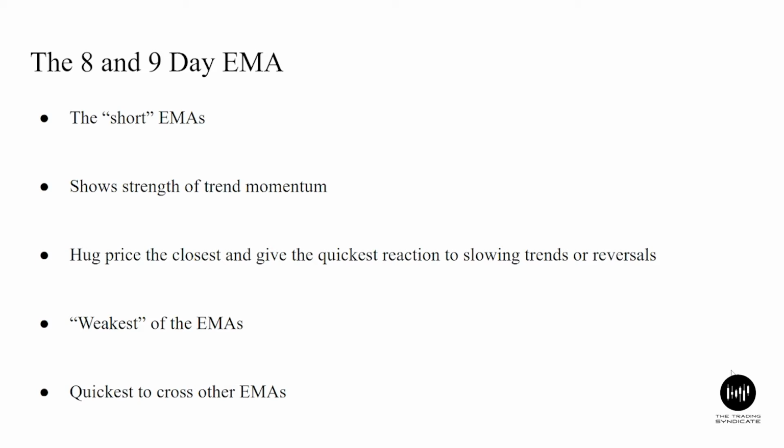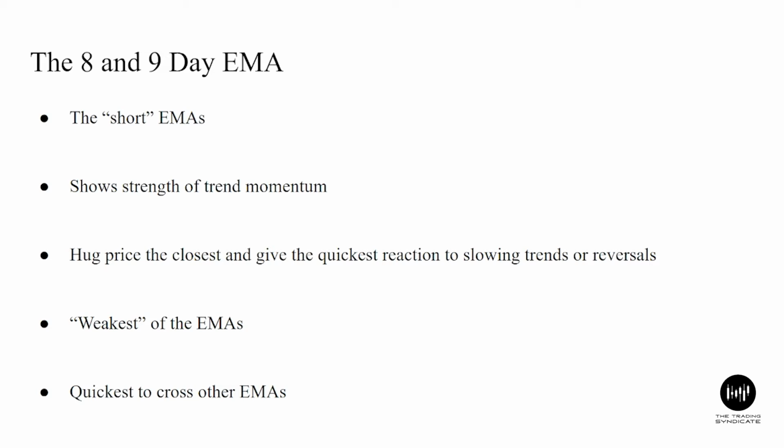The 8 and 9-day EMA are sometimes referred to as the short EMAs. They are the most responsive and reactive to price action and show the strength of the current trend momentum. They hug price action the closest and give a quick reaction to allow a trader to see a slowing of trend, a reversal, or even be used as a stop loss. These EMAs are also some of the weakest of the EMAs and do not put up much of a fight when acting as support or resistance. They're also the quickest to cross the other EMAs.